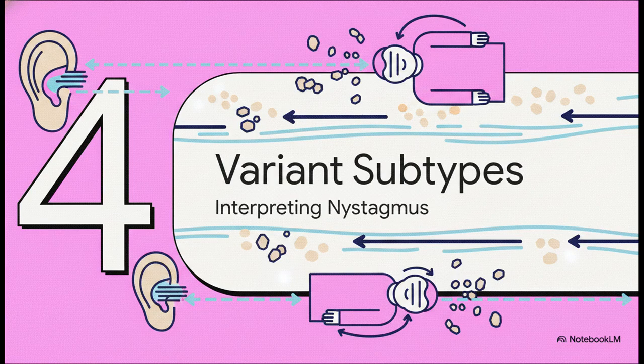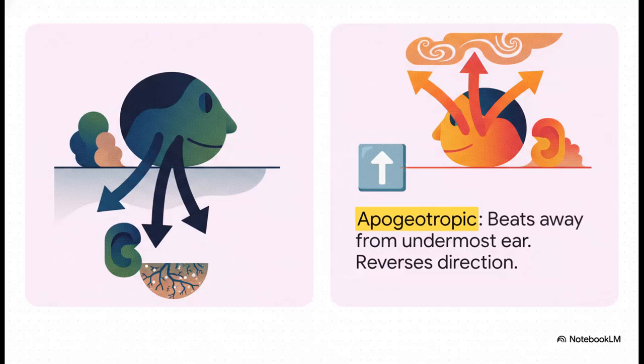Section 4. Variant subtypes. Let's solve that puzzle and decode those horizontal nystagmus patterns. Now, what's really interesting about this side-by-side comparison is that it shows the critical fork in the road. When you roll the patient, the nystagmus beats purely horizontally, but the direction tells you the physical state of the crystals. On the left, we have geotropic. Geo meaning earth, so it beats toward the ground or the lower ear. It'll show up on both sides, but the affected ear gives the stronger response.